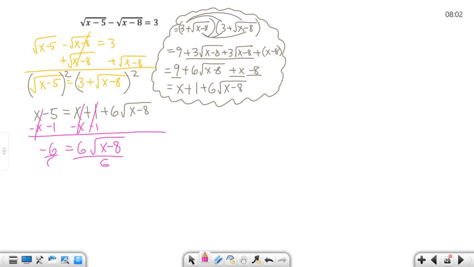If I divide both sides by 6, that becomes 1 over 1, that becomes 1, right? All these things become 1. So if that was 12, it would still become 2. That's okay. So negative 1 equals the square root of x minus 8. So guess what I have to do now? Square both sides.